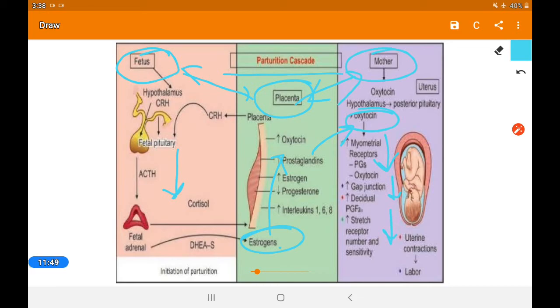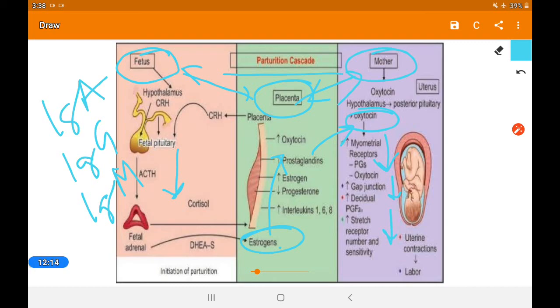You know that lactation, the first milk which is sucked by the baby, is colostrum. It contains several antibodies, including IgG, IgM, IgA. All these immunoglobulins are there, and they are only for that particular baby which is born.